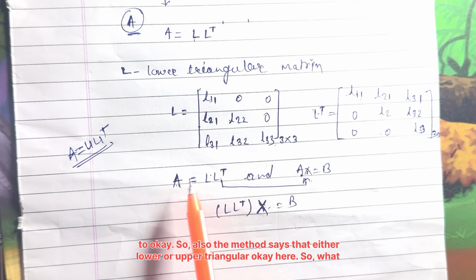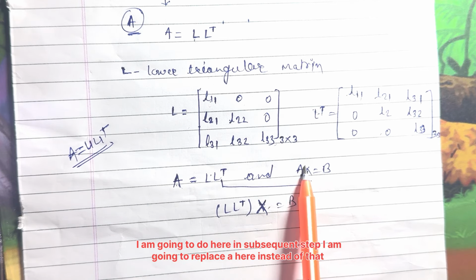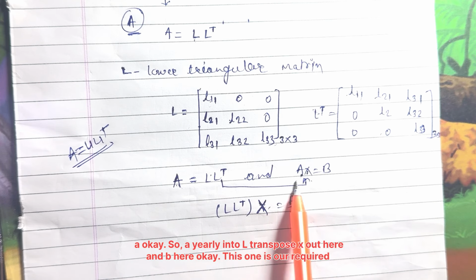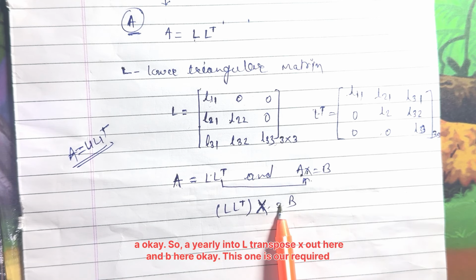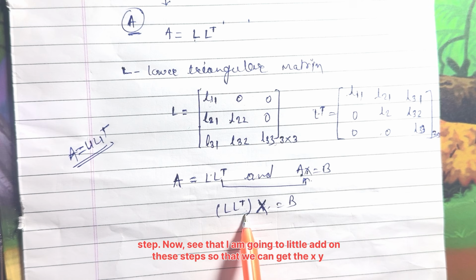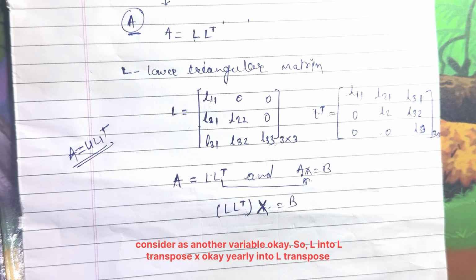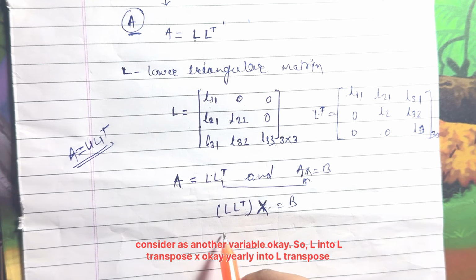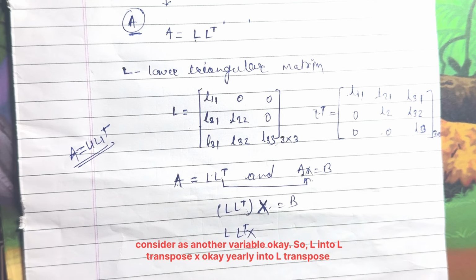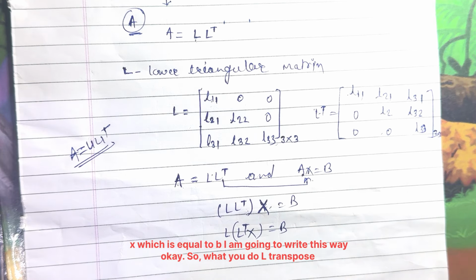So in the subsequent step, I am going to replace A here, so we have L into L transpose, X here, and B here. Yes, this one is our required step. Now I am going to advance these steps a little so that we can get X, Y, Z directly. First of all we have to work on the value for Z. I am going to consider Z as another variable. So L into L transpose X is equal to B. I'm going to write it this way.